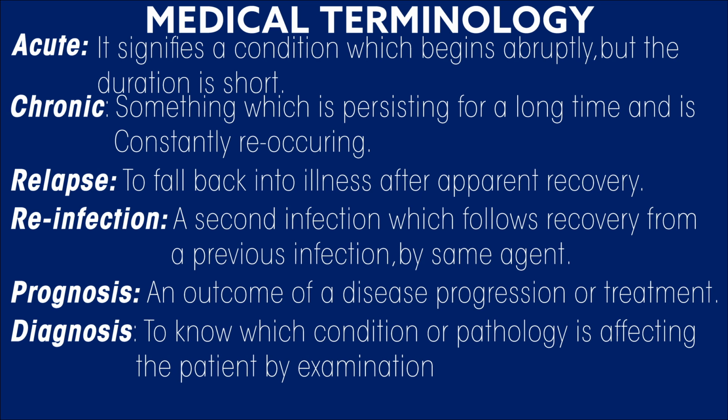Prognosis. It predicts outcome of a disease progression and treatment. Now you may ask, how do we know how a disease will progress and how can we predict it? But we can predict it beforehand. Here, the answer lies in the past experience of researchers and doctors. Diagnosis. It is knowing which condition or pathology is affecting our patient by examination. Or, in other words, it is a process of determining by examination the nature and circumstances of a disease condition or the decision reached from such an examination.